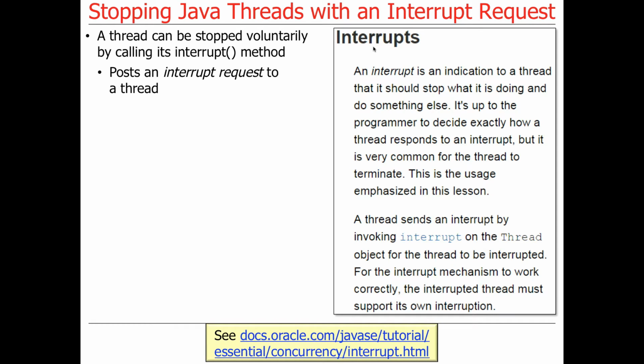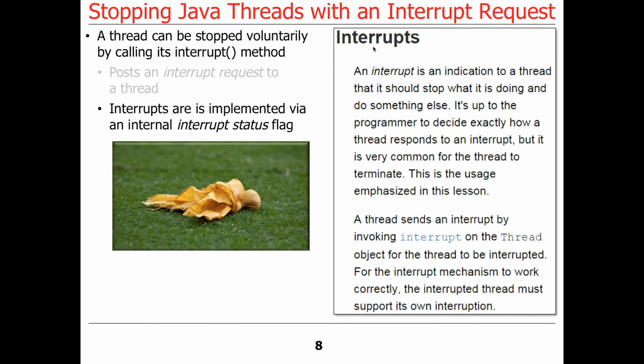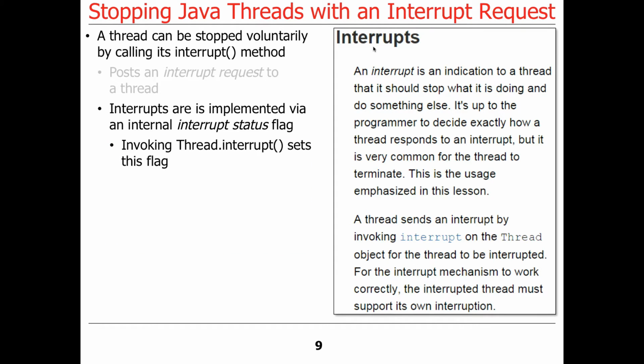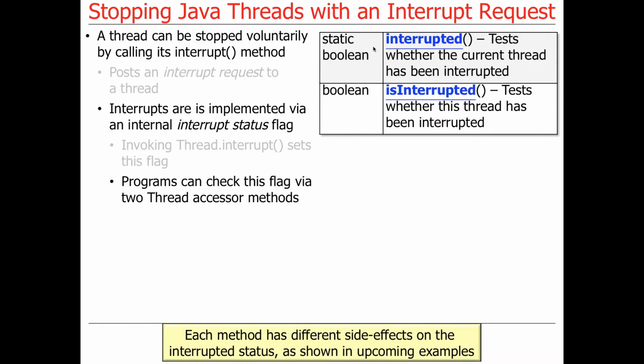When you call the interrupt method, that posts an interrupt request to a thread. This is done internally to the thread implementation. It's got some magic built into the internals so it works in a more consistent and powerful way. Internally, interrupts are implemented via an interrupt status flag. When you say interrupt, it sets that flag, and then various parts of the implementation, either in the internals of Java or in code you write, get to check that status flag by making various calls. So you call interrupt, that sets the flag, and then the program can check this flag by two different accessor methods. One is called interrupted, and we've talked about this before.